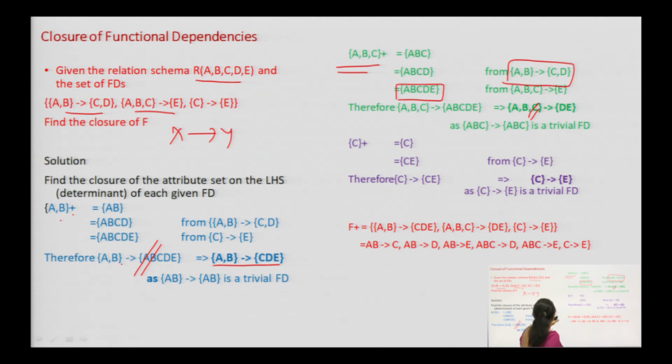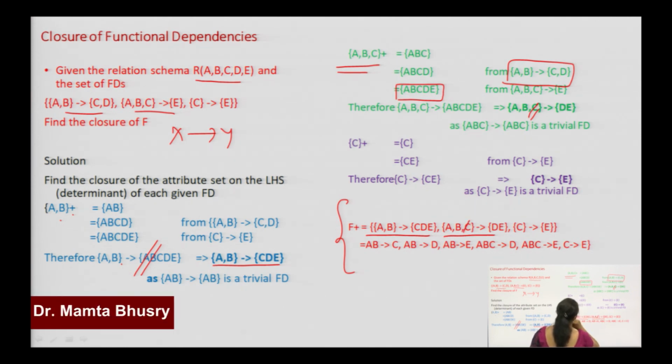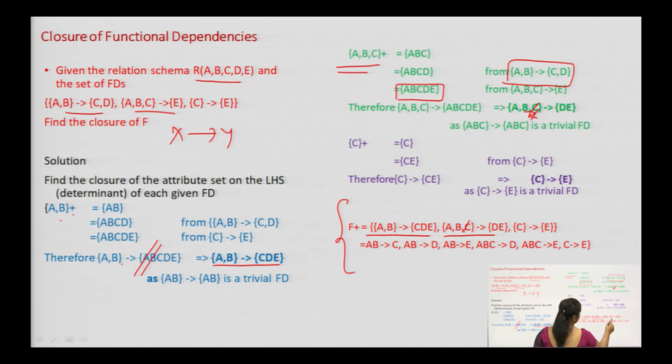So, we have taken the closure of AB, we have taken the closure of ABC, and we have taken the closure of C. So, in this case we see that the closure of the given set of functional dependencies is AB to CDE, ABC to DE, C to E, which is also, if we decompose the right hand side, AB to C, AB to D, AB to E, ABC to D, ABC to E and C to E, which is the closure F plus.